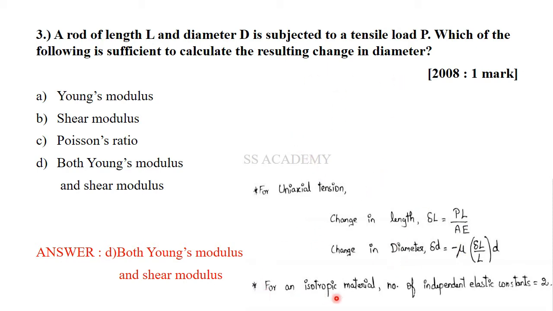There is a general factual point that for an isotropic material, generally in engineering, that is in strength of materials, we consider isotropic materials only. So isotropic materials means they will be having constant elastic properties in all directions at all points. So the number of independent elastic constants in case of an isotropic material is 2. So if there are Young's modulus and shear modulus, that is sufficient. If it is Young's modulus and Poisson's ratio, that is sufficient. If it is shear modulus and bulk modulus, it is sufficient. So here there are 2 and so we consider D as the answer.